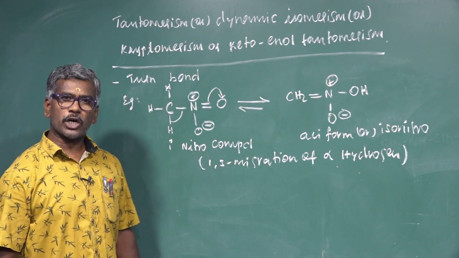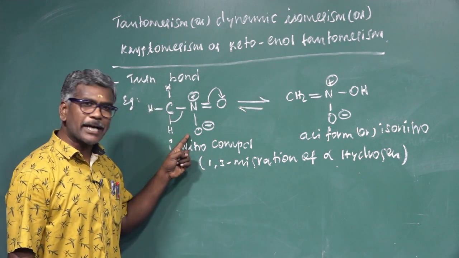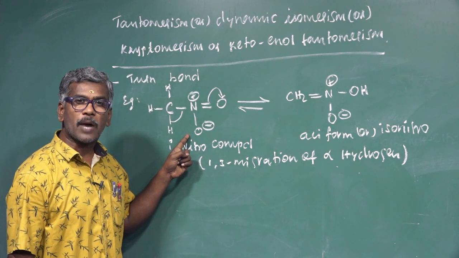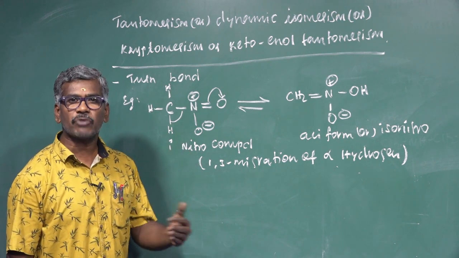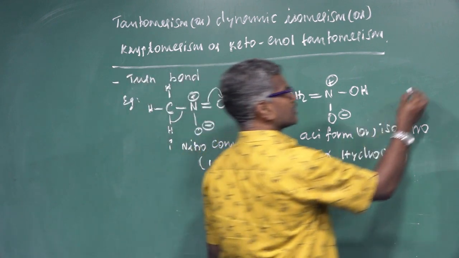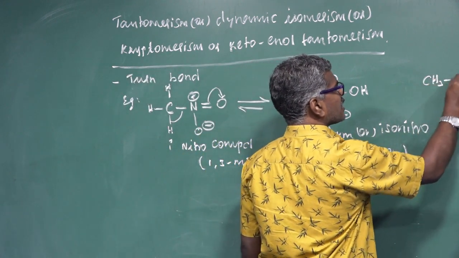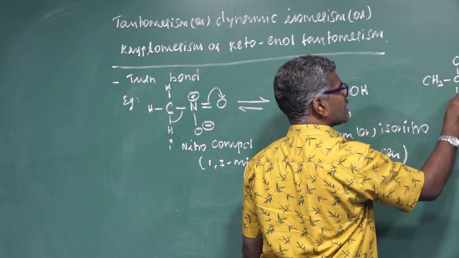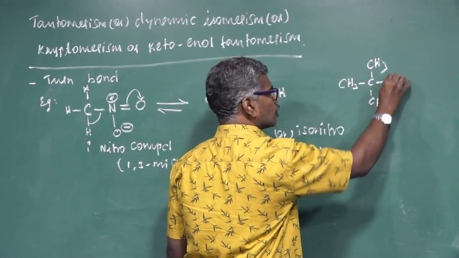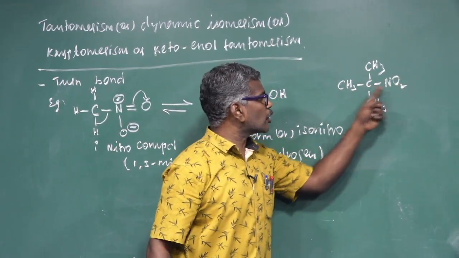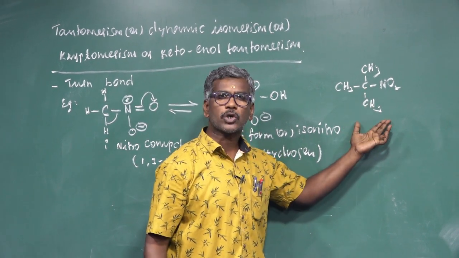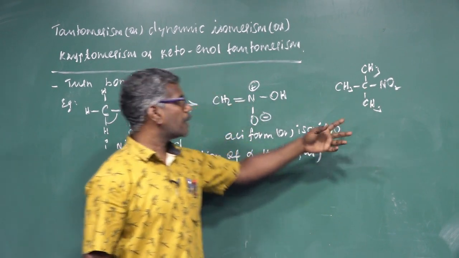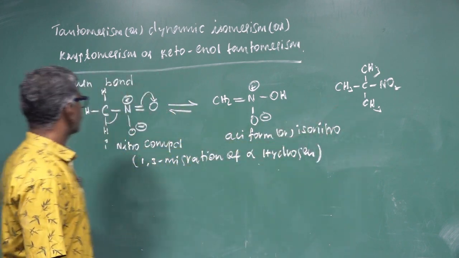Here one more important point: primary nitro compound and secondary nitro compound only form tautomerism. Tertiary nitro compound does not form tautomerism. For example, CH3, C, CH3, CH3, NO2. The carbon attached to the functional group carries no hydrogen. This compound does not undergo tautomerism. Clear? Maybe they will ask one more question.